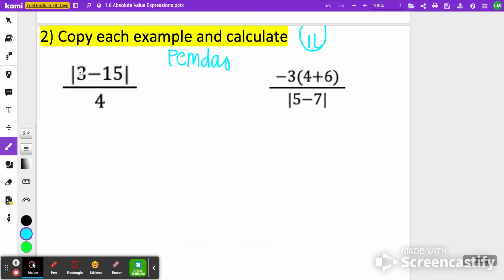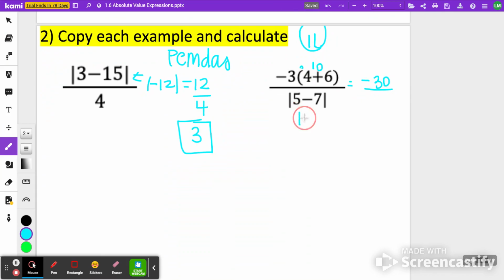So when we're starting this first one, I'm going to work with just my absolute value at the top. 3 minus 15 is -12, but the absolute value of that is equal to 12. Once I'm done, I'm dividing that by 4, and my answer I get is 3. On the top of this fraction, I have -3 parentheses 4 plus 6. Realizing I have to do parentheses first though, 4 plus 6 is 10, so really -3 times 10 is -30. And then on the bottom, I have the absolute value of 5 minus 7. 5 minus 7 is -2, but finding the absolute value of that is a +2. So I'm doing -30 divided by 2, which is equal to -15.